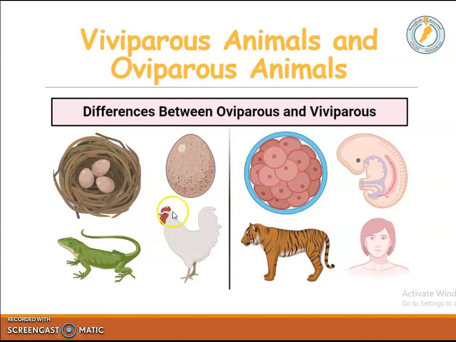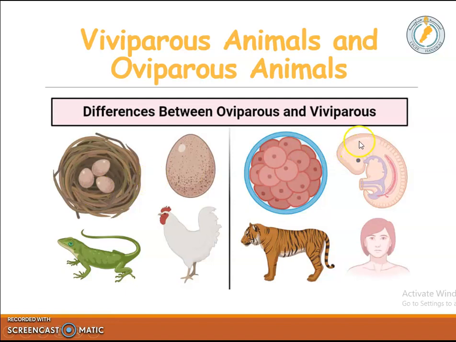As you can see in the picture here, we have the hen, for example, or the chicken. It lays eggs and the eggs hatch later on to give us baby chicks. And it's the same in the case of insects. The mother insect lays eggs and the eggs hatch later on to give us baby insects. For example, the snake lays eggs and the eggs hatch to give us baby snakes.